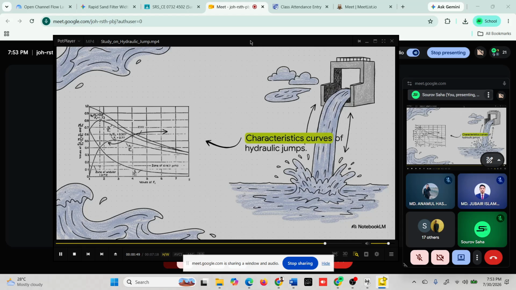That perfectly illustrates that the stronger the jump, the less energy remains downstream. By plotting these values, civil engineers can visually predict exactly how much destructive kinetic energy will be safely dissipated for any given flow condition. This is how they design spillways that perfectly match the demands of a river.